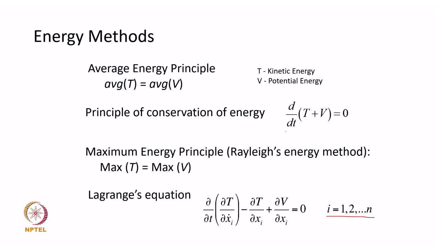As the number of degrees of freedom increases, most of us find it convenient to apply the Lagrangian equation, and then you can get as many governing equations as there are degrees of freedom, or coordinates denoted by i in this equation. So, with this background, let us look at how we can apply these energy methods to get the governing equation.